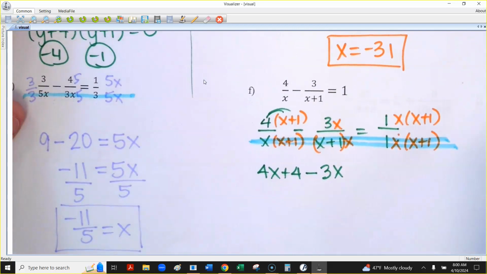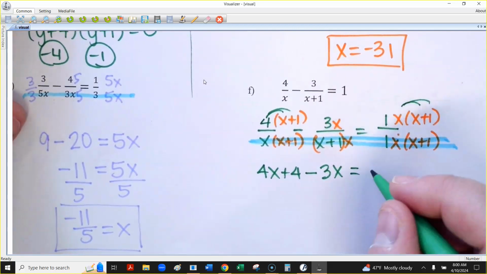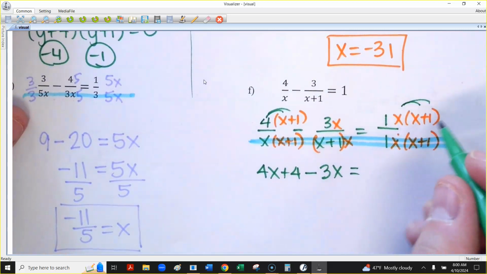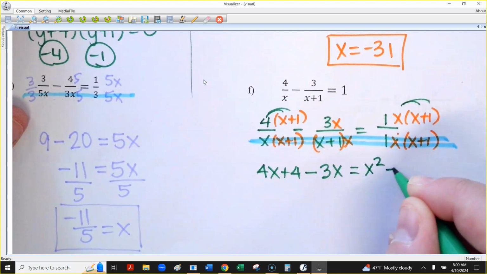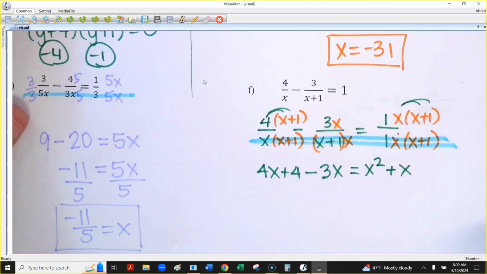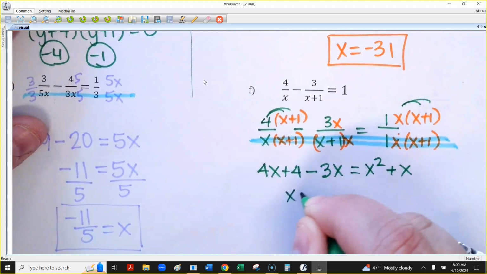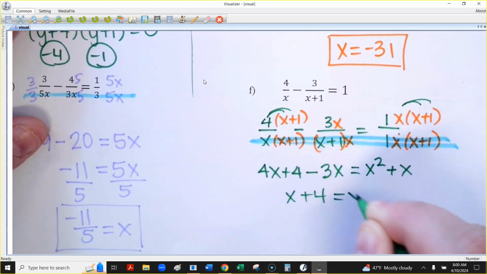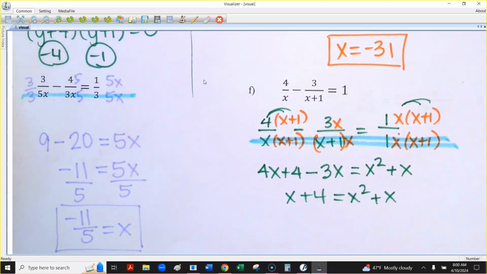And then on the other side, you would want to actually distribute the x, because we're going to have to solve this. This is going to end up being a quadratic, because I'm going to get x times x, so we're going to get x squared. And then x times 1 is x. Now, totally up to you, but you want to set this equal to 0. I would recommend, like this side here, let me just do it real quick. This would be x plus 4 on this side. x squared plus x.